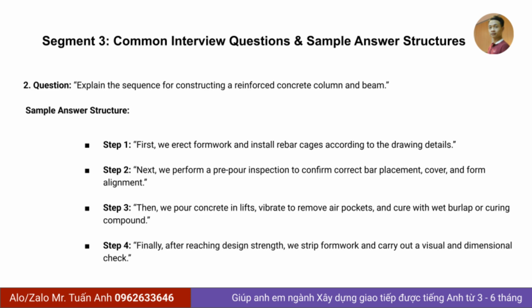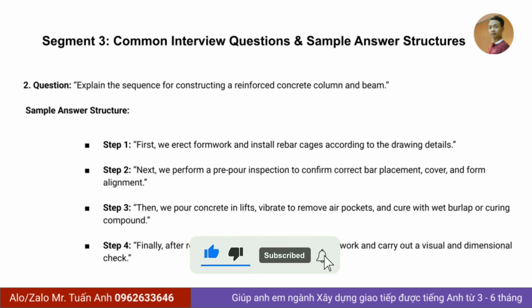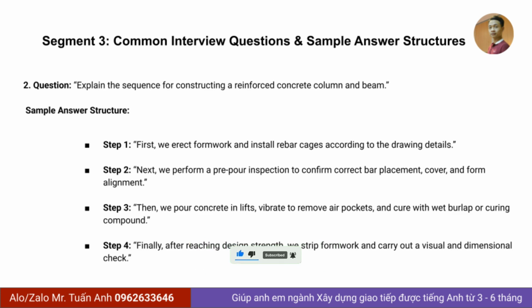Step 2. Next, we perform a pre-pour inspection to confirm correct bar placement, cover, and form alignment. Step 3. Then we pour concrete in lifts, vibrate to remove air pockets, and cure with wet burlap or curing compound. Step 4. Finally, after reaching design strength, we strip formwork and carry out a visual and dimensional check.